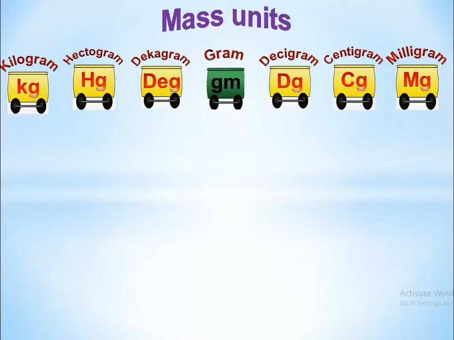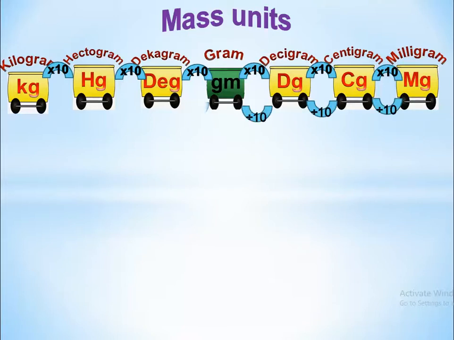Never forget the order. So from kilo, like the length, from kilo to hecto times 10, times 10, times 10, times 10, times 10, times 10. And if I want to move from the smallest to biggest, we will divide by 10, divide by 10, divide by 10, divide by 10, divide by 10, divide by 10. Never forget kilo, hecto, deca, gram, deci, centi, milli. If I want to talk about length, kilo, hecto, deca, meter, deci, centi, milli.